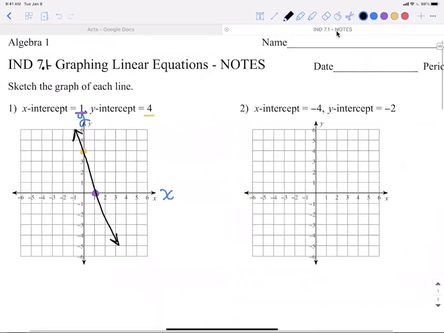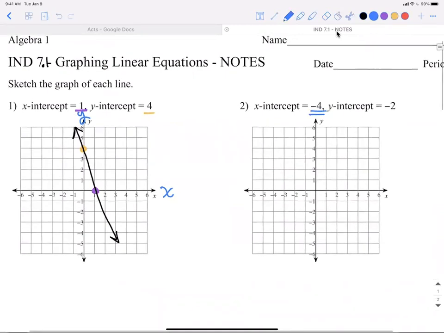So for number 2, if we have the x-intercept at -4, that means I'm going to go on the x-axis, and at -4, I'm going to put a point. And then the y-intercept is at -2. So I'm going to go to the y-axis, and at -2, I'm going to put a point. 2 points, and you're ready to draw a straight line connecting them. Okay. So graphing intercepts, it's pretty straightforward, pretty easy.